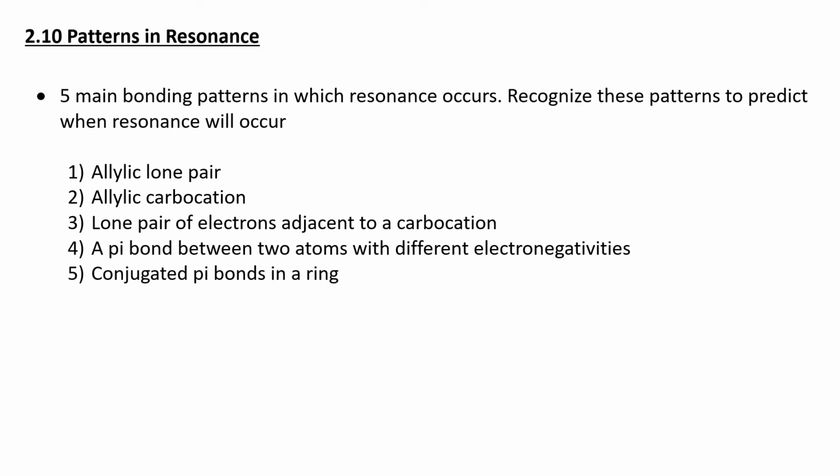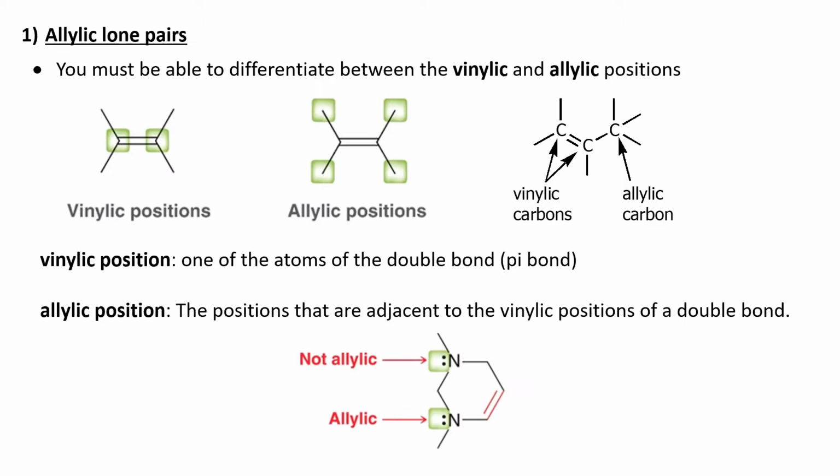The 5 patterns are allylic lone pair, allylic carbocations, lone pairs of electrons adjacent to carbocations, pi bond between 2 atoms with different electronegativities, and conjugated pi bonds in a ring. The first pattern we're going to learn to draw resonance structures for is an allylic lone pair. So we need to be able to identify an allylic lone pair and then learn the arrows for that pattern.